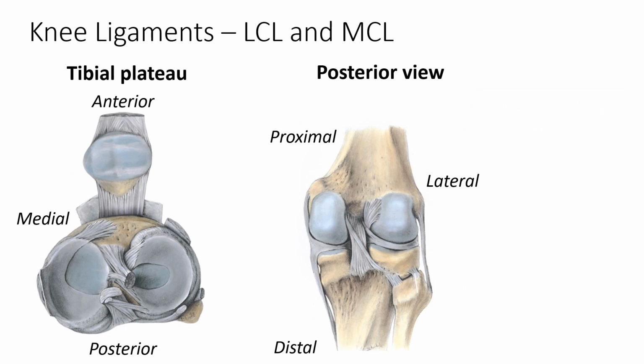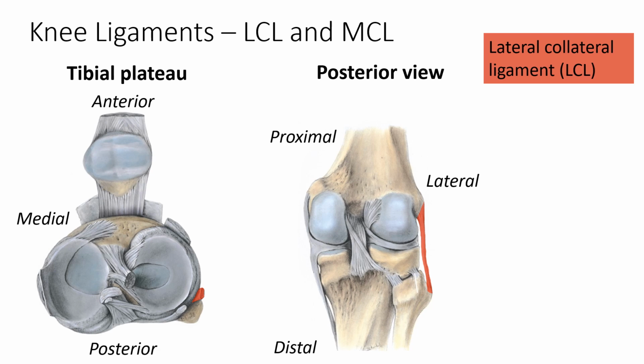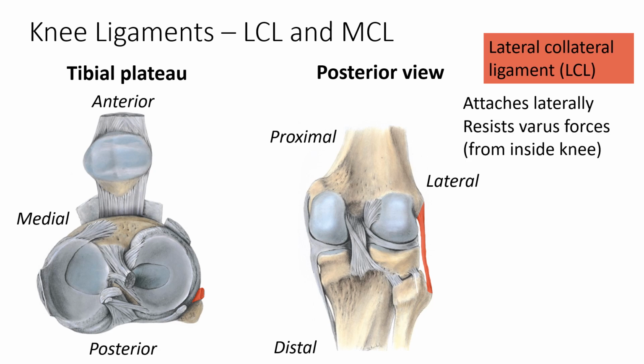Now let's talk about our LCL and our MCL. So our LCL is our lateral collateral ligament. It attaches laterally at our knee joint, and it resists varus forces, which are forces that come from inside the knee, and it places a level of stress on that opposite side of that knee joint.